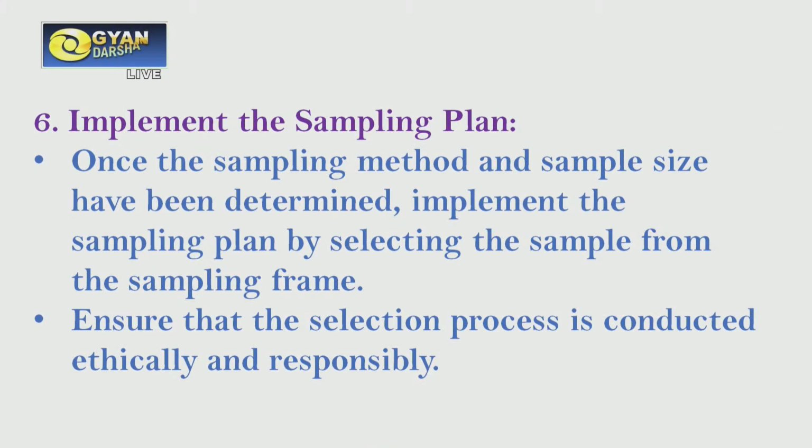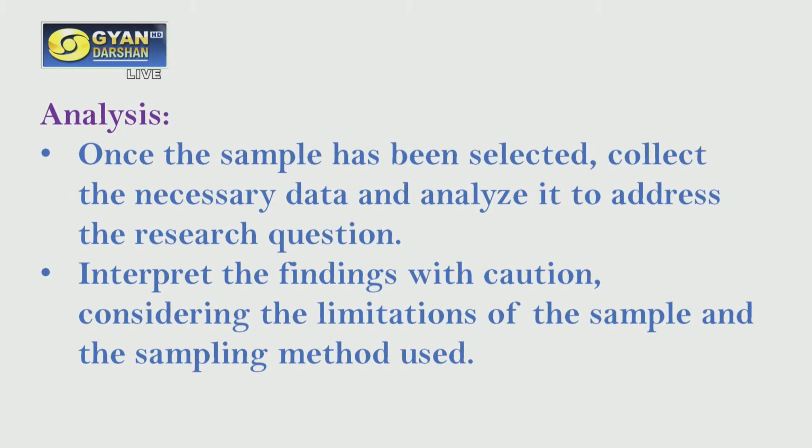So after deciding the determination of the sample size, implementing the sample plan is also one of the important factors, where a researcher collects all the data and systematically arranges the data for analysis purposes. If you arrange this data systematically, only then can the data be analyzed. That's why the sampling plan is also one of the very important components.